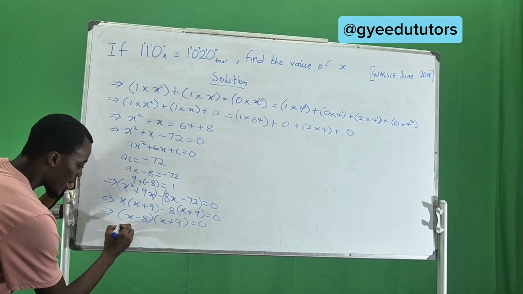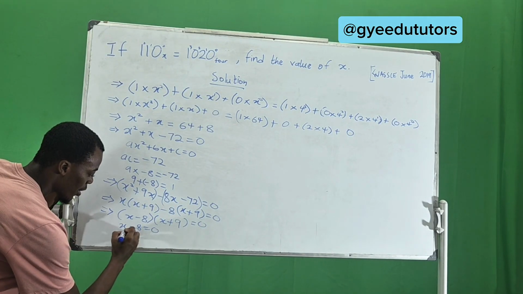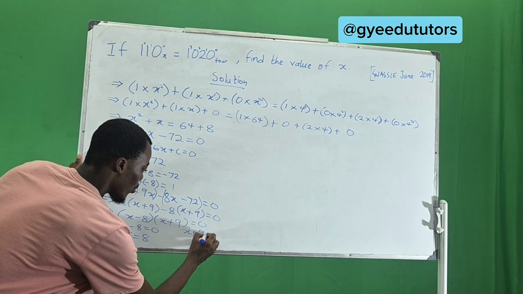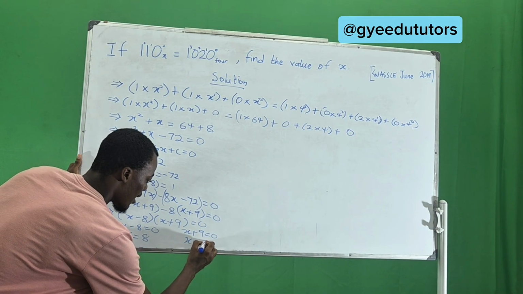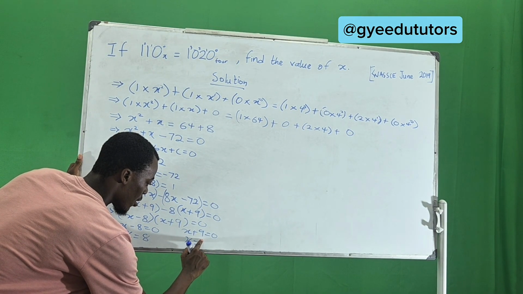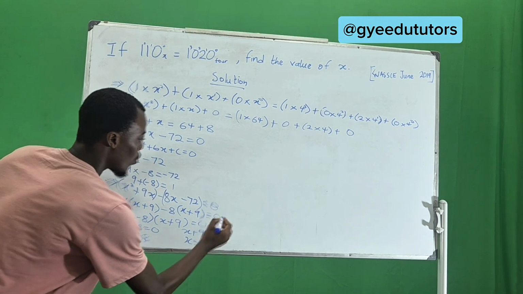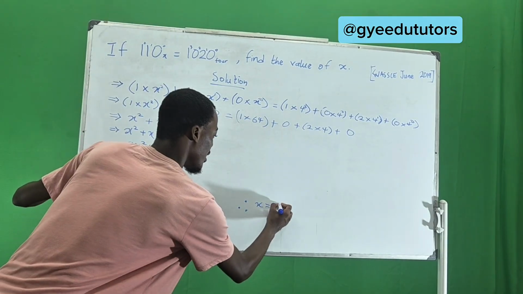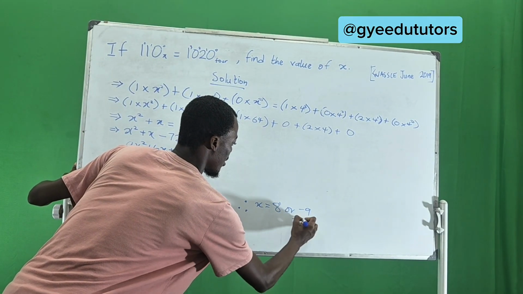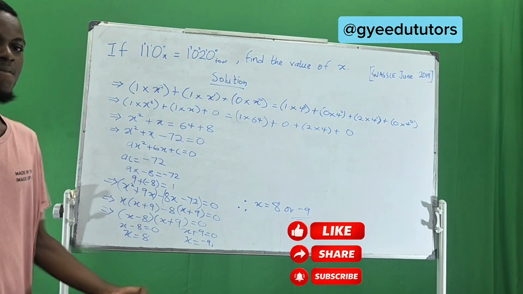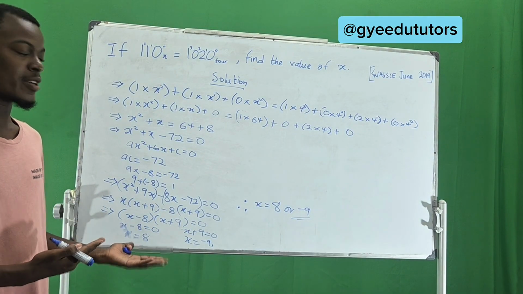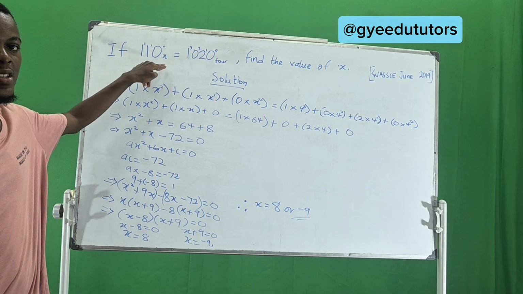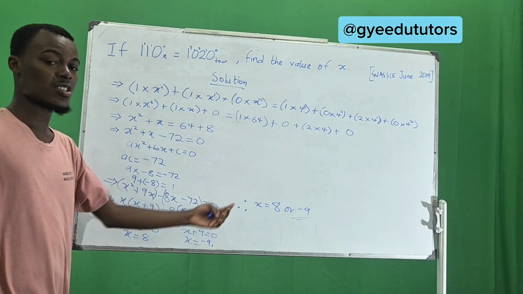x minus 8 equals 0, so x is equal to 8. And x plus 9 equals 0, so x equals minus 9. Therefore, x is equal to 8 or minus 9. Very easy, right? Very, very easy. And now, since it's in a base, we leave it as x equals 8.